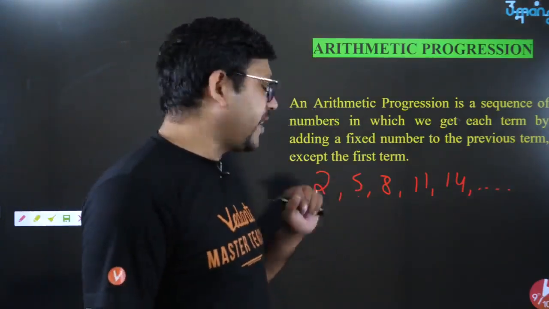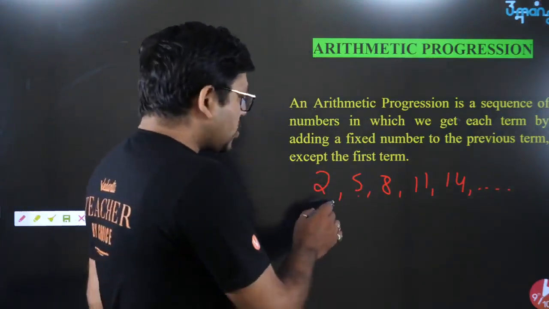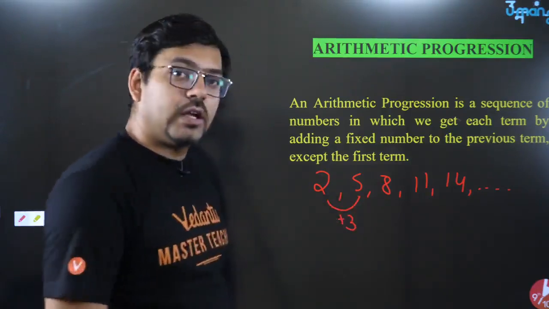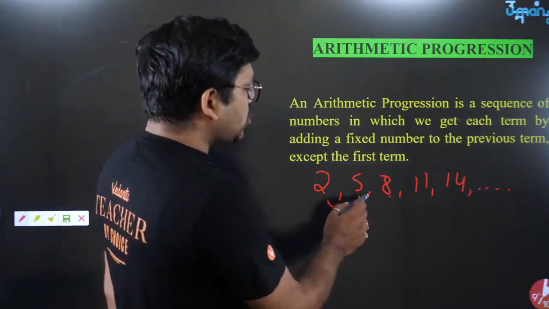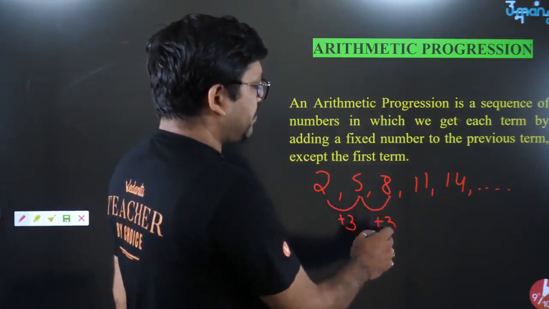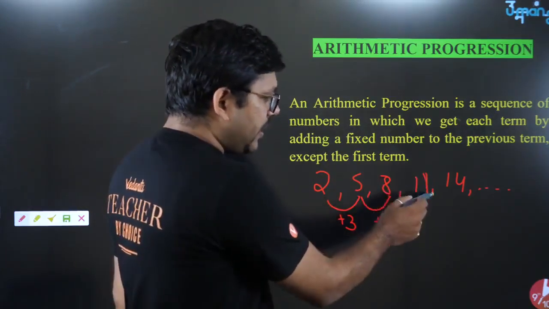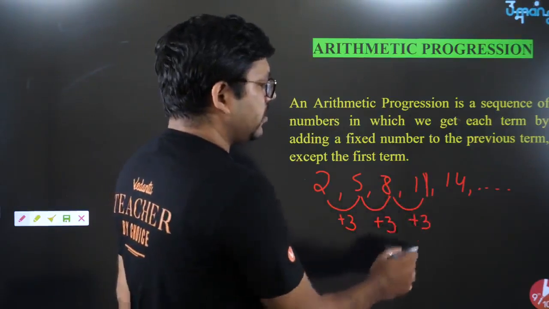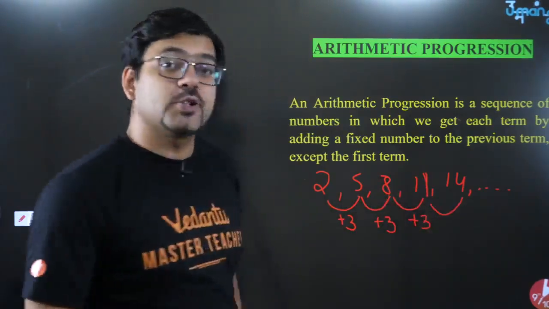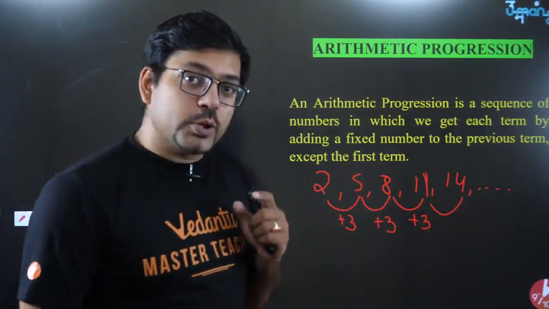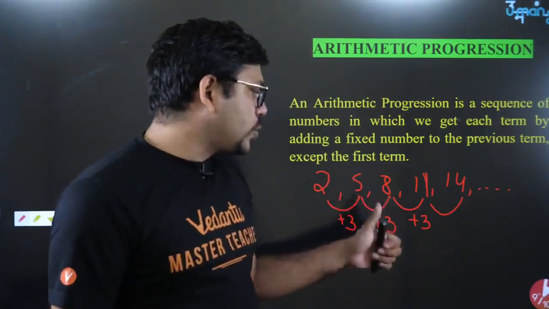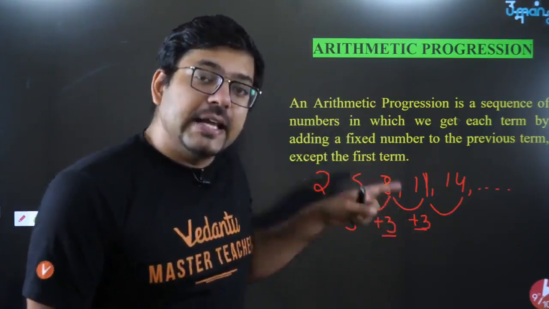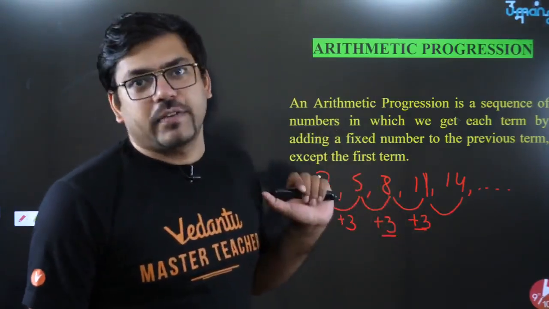For example, 5 is at a distance of 3 from 2. Similarly, 8 is also at a distance of 3 from the preceding term. Similarly, 11 is also at a distance of 3 from the preceding term, and so on. So here I can see that every term is actually at a fixed distance from the preceding term. Now this fixed distance can be either positive or negative.